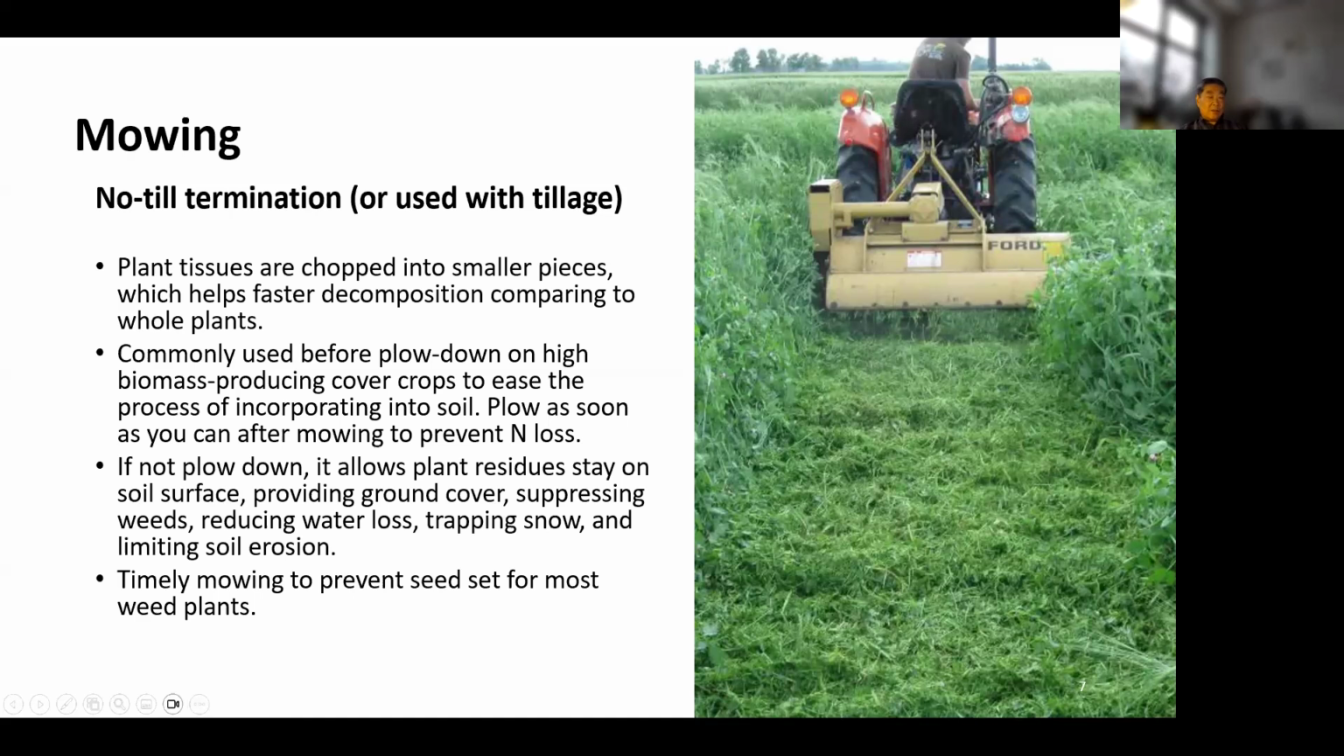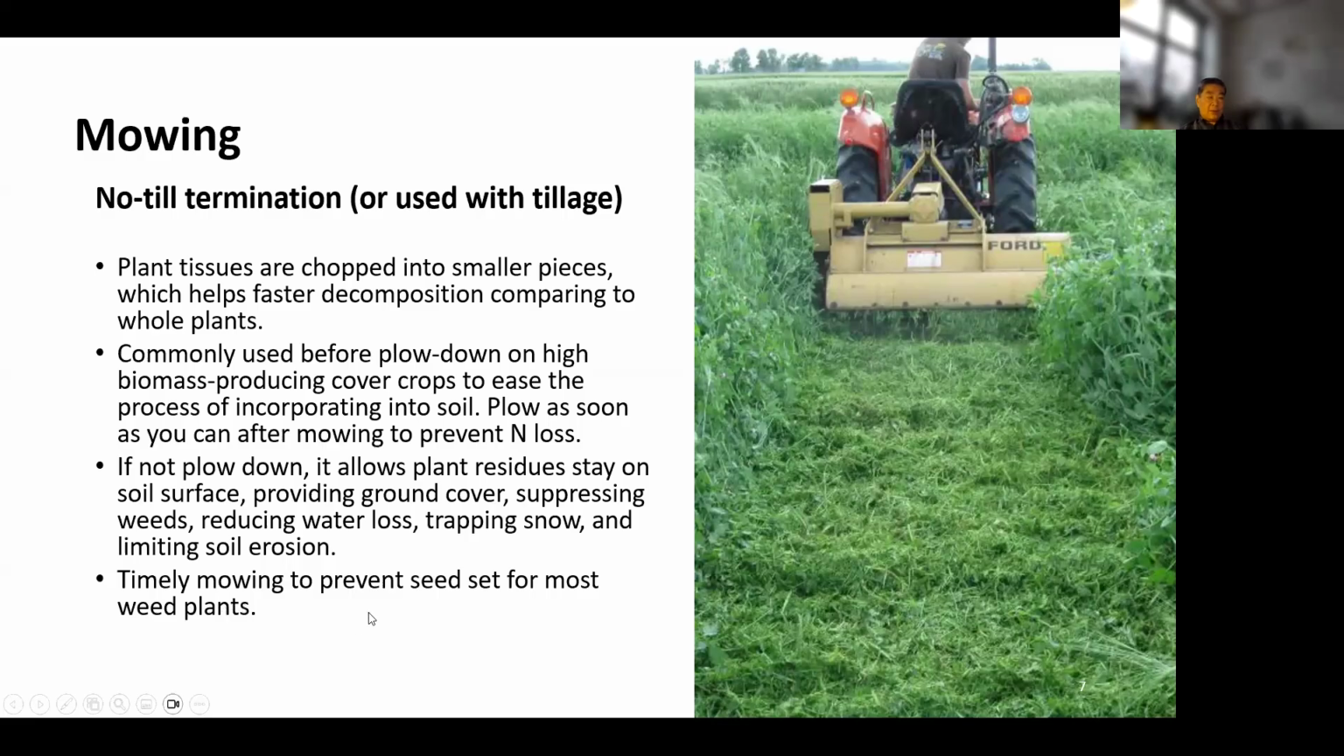If not used with plow down, it allows plant residues to stay on the soil surface, providing ground cover and suppressing weeds, reducing water loss, trapping snow in the wintertime, and limiting soil erosion in the next spring too. So some people would direct seed into that. If your soil is not subject to erosion, you could also use this method to do your direct seeding.